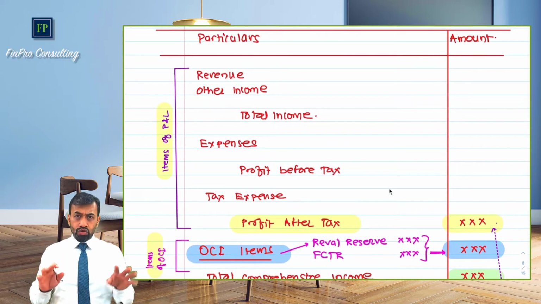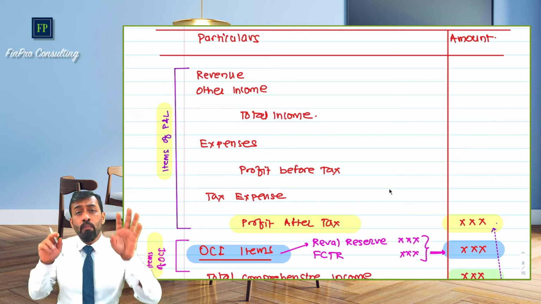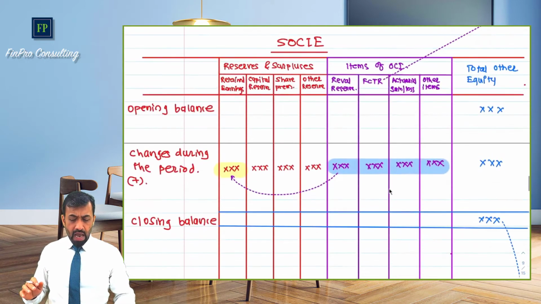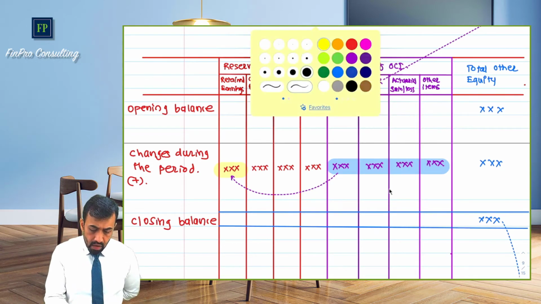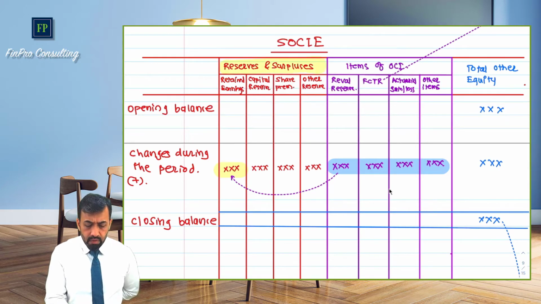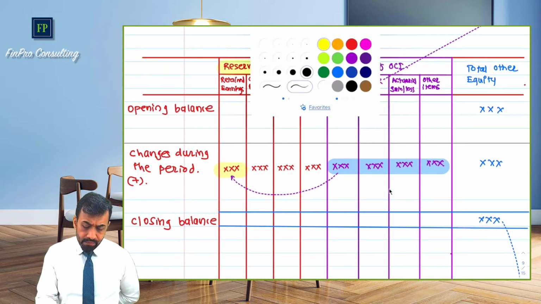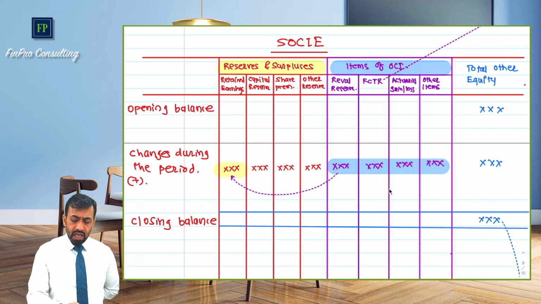From P&L and OCI, it gets transferred to the balance sheet via SOCI, statement of changes in equity. So I have the statement of changes in equity drawn up here. The first portion, if you see, this is my reserves and surpluses. So items of P&L will be classified here, and second is my items of OCI. So items of OCI will be transferred to here.